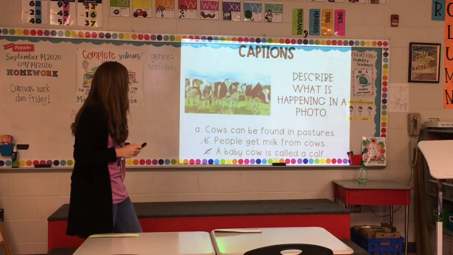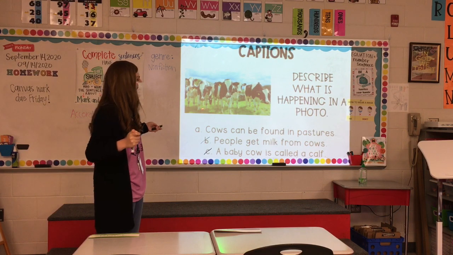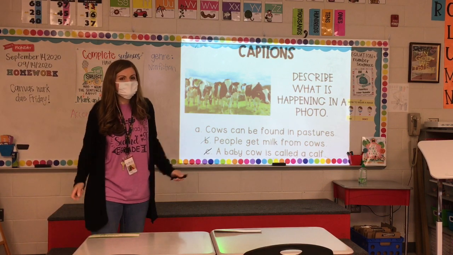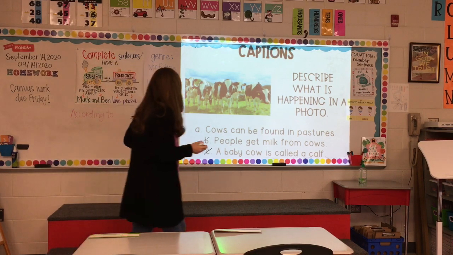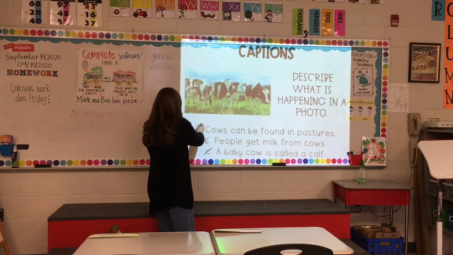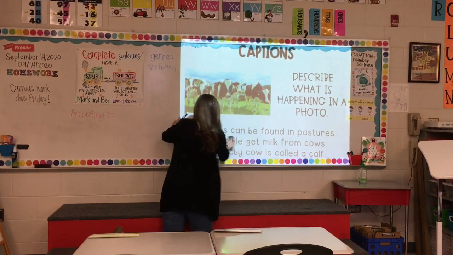Now let's look at A. Cows can be found in pastures. Pastures are the big, green, grassy, open areas. Is that describing what's happening in this picture? Yes. So it would be A. Cows can be found in pastures. Okay?